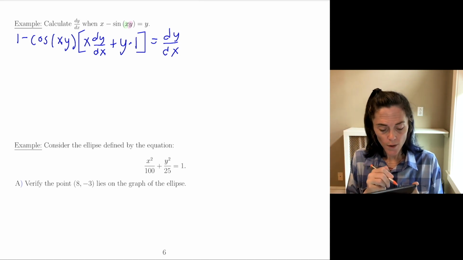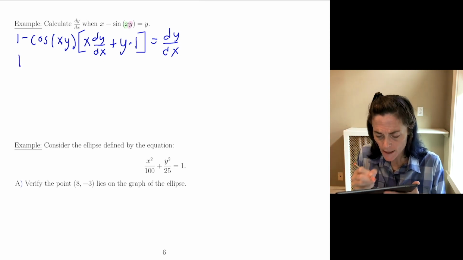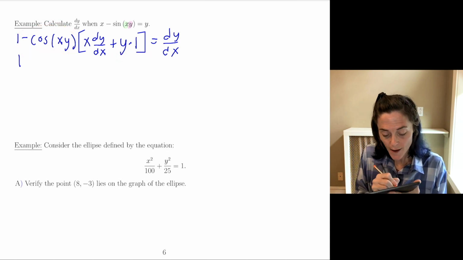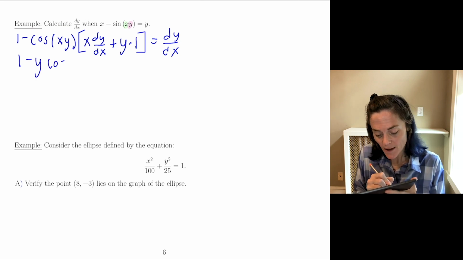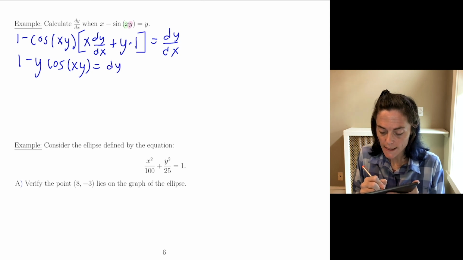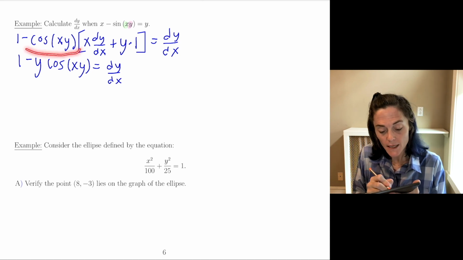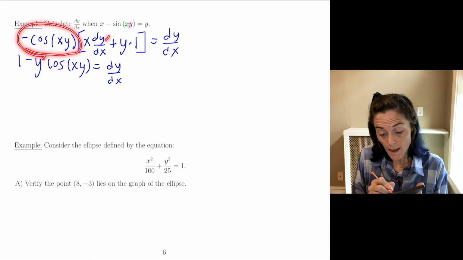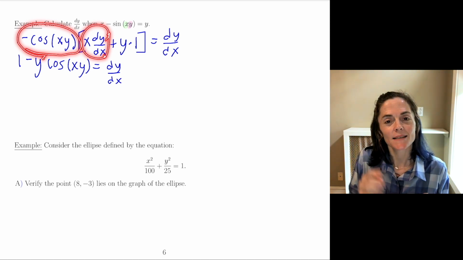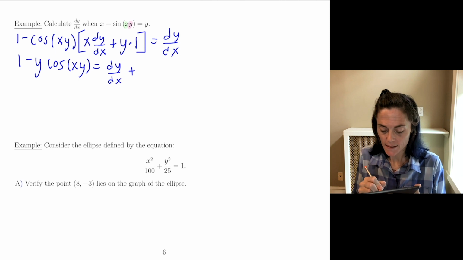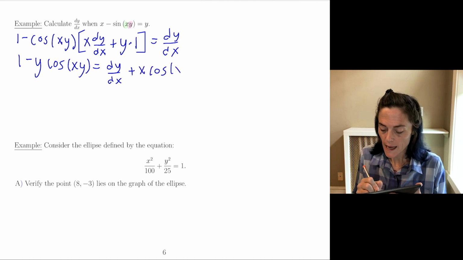So maybe I'll leave the 1 on this side, and then I have a minus cosine xy times y, so I have minus y cosine xy. And on this side, I have a dy/dx, but I also have another term. I have a minus cosine xy times x dy/dx. We will add that, and I get plus x cosine xy dy/dx.